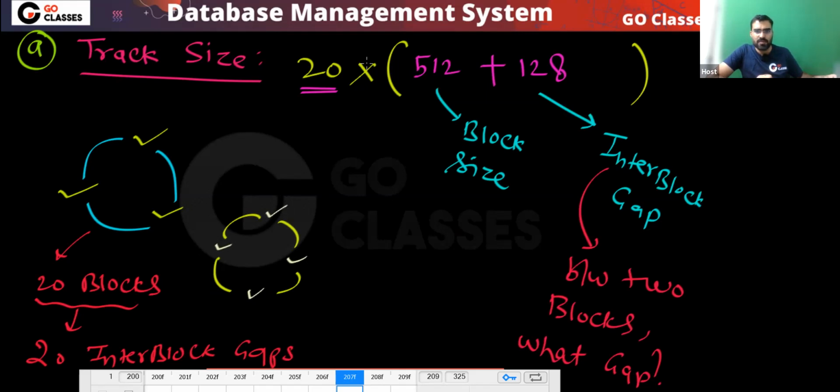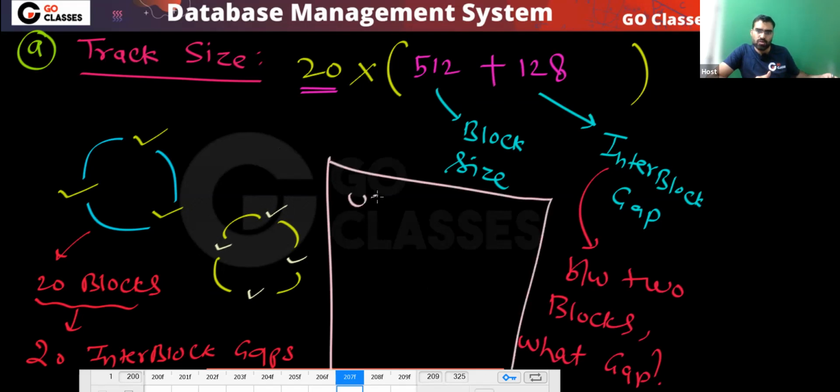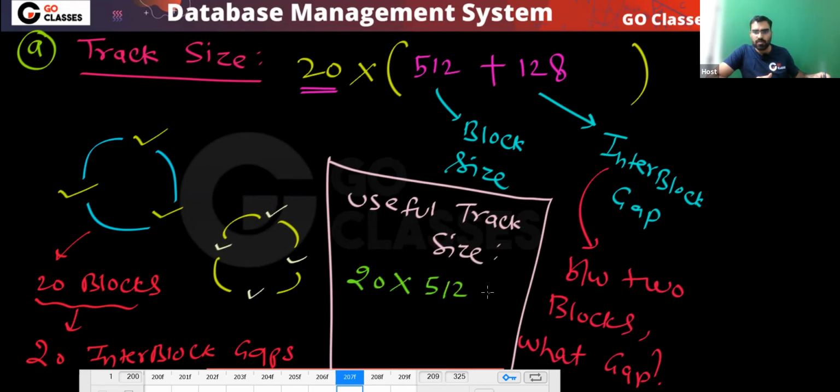The total track size will be 20 multiplied by this. And what is the useful track size? That will be 20 multiplied by 512. This will be the useful. These many bytes and here these many bytes. So this is your first question.